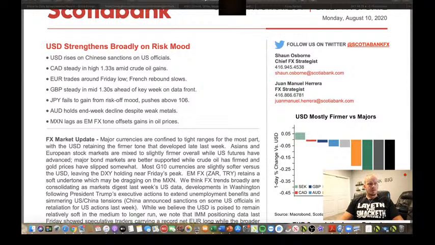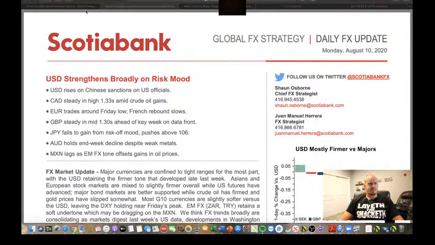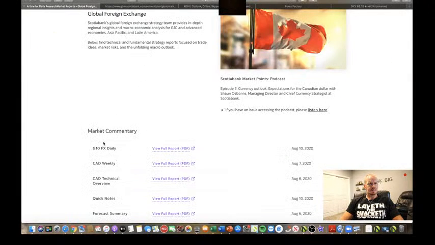Okay, so you can take a peek at these sites. Scotiabank, and it's a global foreign exchange daily. So this comes out daily, usually 7, 8, probably 8 o'clock or so Central Time. It depends on which time zone that you're in.